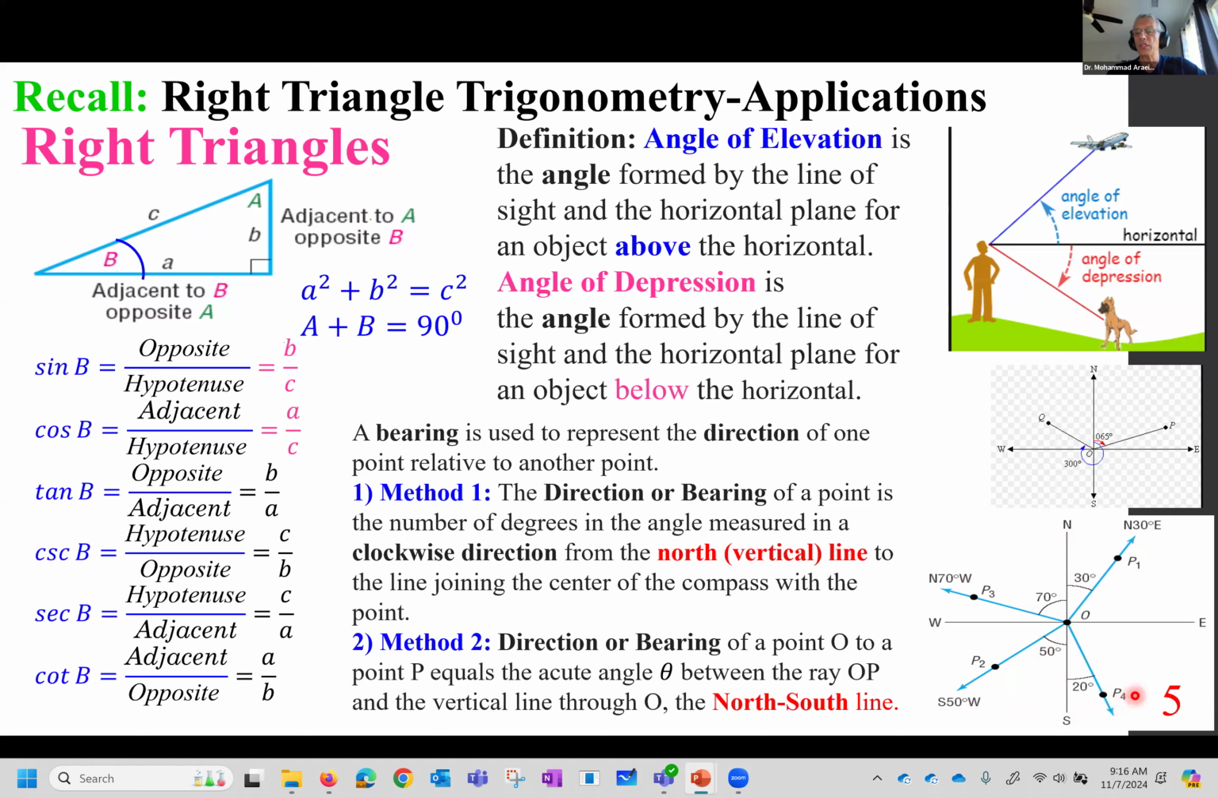What about this one for P4? Again, this is closest to the south, not the north, because the angle must be between 0 and 90 degrees. So south, we are going 20 degrees to the right. That makes it east. So south, 20 degrees east. That's how you go with this second method. Again, with the first method, just the angle. For example, P4 would be this angle.